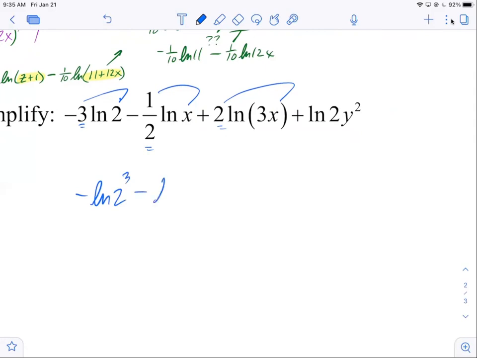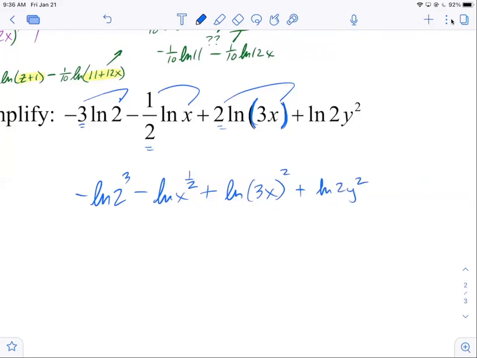The next one is going to be minus natural log of x to the 1/2 plus the natural log of the quantity 3x squared. Now notice I had parentheses around the 3x to help remind you, but we wouldn't need them around the 3x with the 2 out front. So when we bring the 2 up, though, we would have to have them there. And then the last one is sitting pretty, 2y squared.